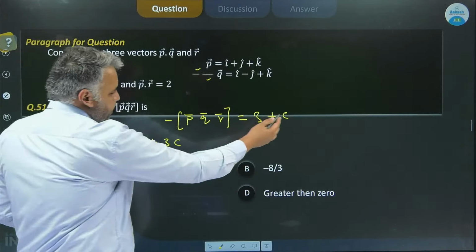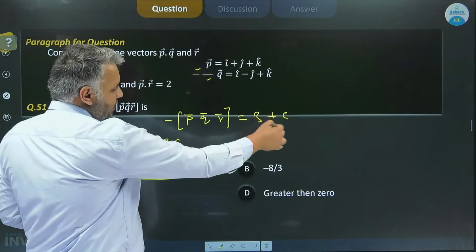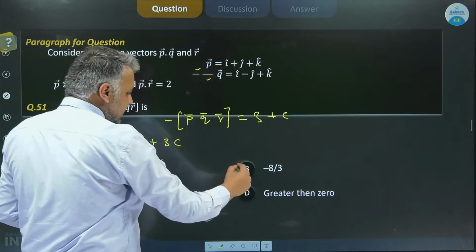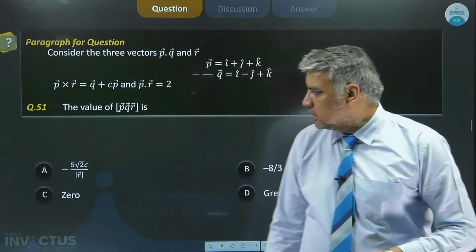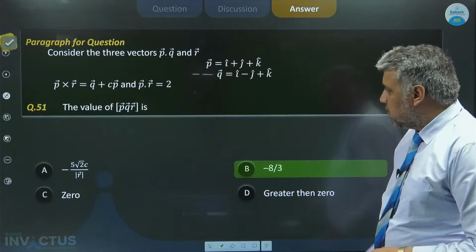So if we put C here as minus 1 by 3, this will be 8 by 3. So PQR will be minus 8 by 3. B must be the correct answer. B is the correct answer.